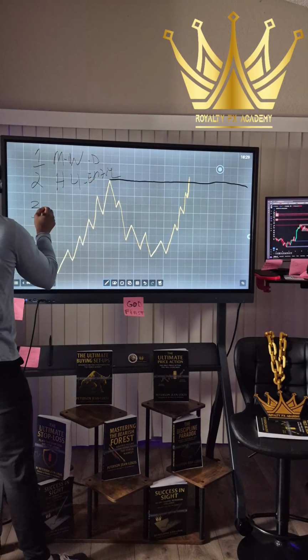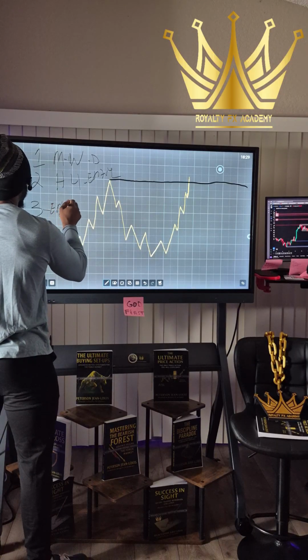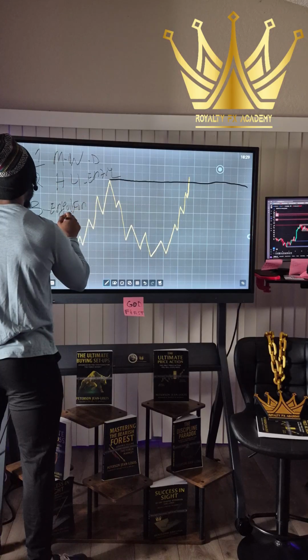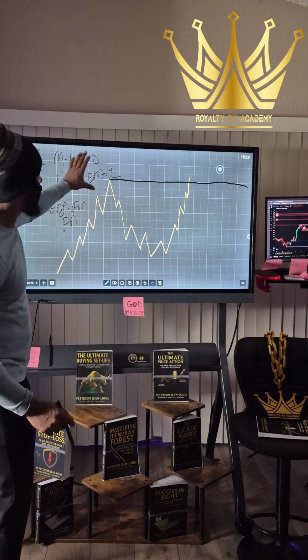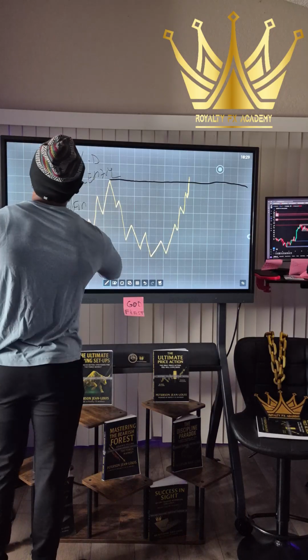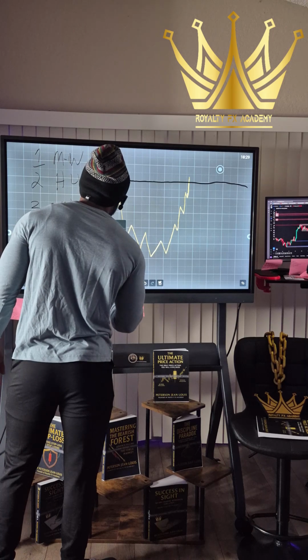And rule number 3, we're using engulfing price action, okay? To be more specific, the bearish engulfing. So you got to follow all these rules when it comes to the setup, okay? Now, let's go ahead and continue with this.